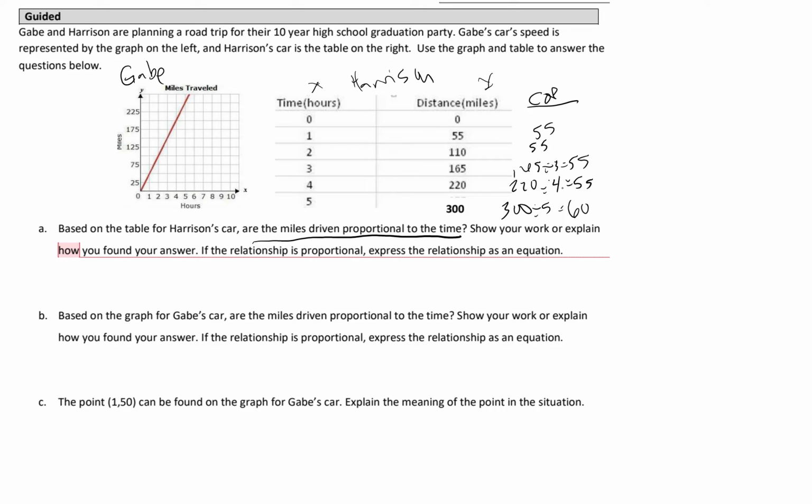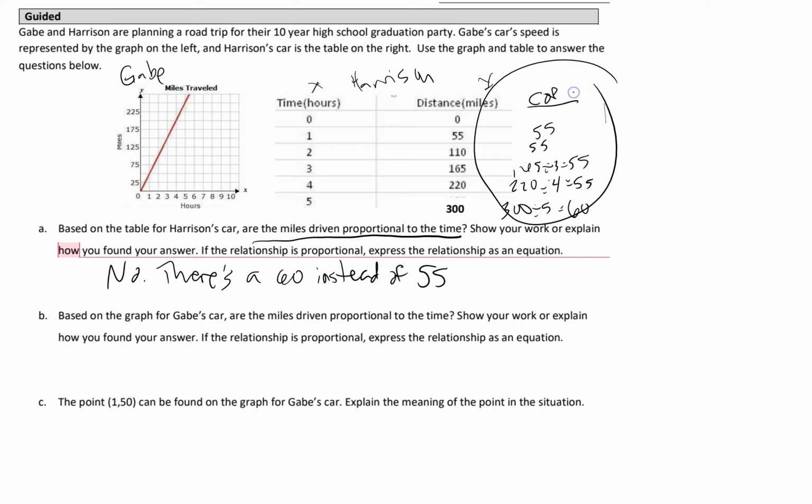We have 165 and a bunch of 55. So, are the miles driven proportional? No. There's a 60 instead of 55. And please make sure you have this work up here. That needs to be on your paper so that you can see that you're testing each one.